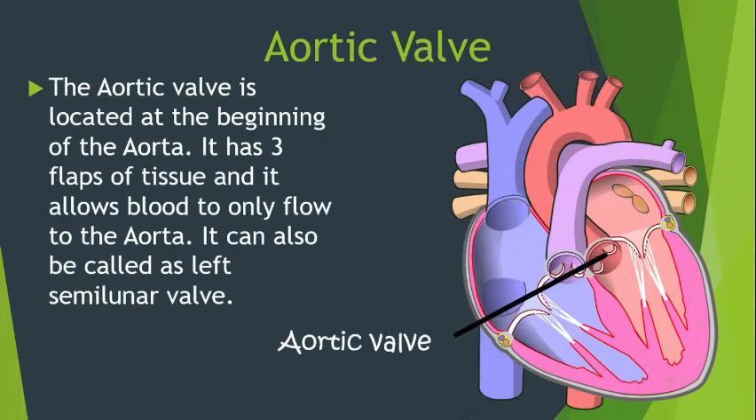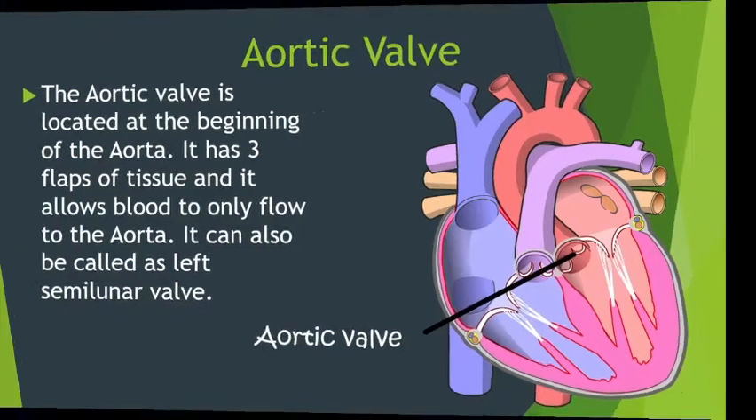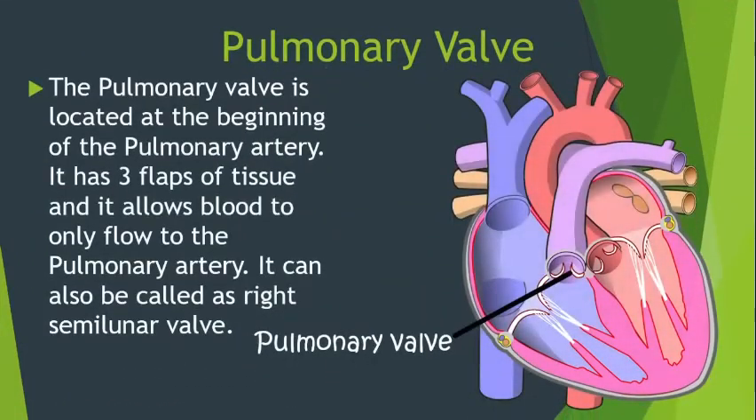Aortic valve. The aortic valve is located at the beginning of the aorta. It has 3 flaps of tissue and it allows blood to only flow to the aorta. It can also be called as left semilunar valve. Pulmonary valve. The pulmonary valve is located at the beginning of the pulmonary artery. It has 3 flaps of tissue and allows blood to only flow to the pulmonary artery. It can also be called as right semilunar valve.